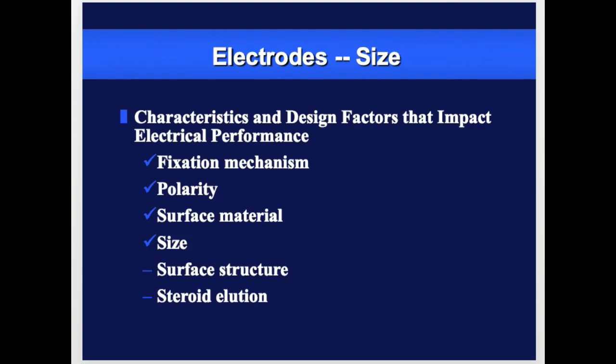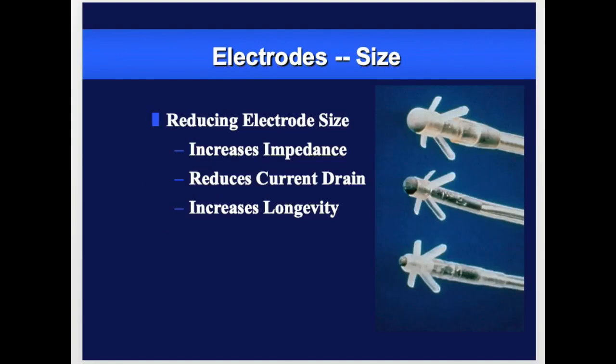Distal tip electrode size affects pacing and sensing performance. The next factor which impacts the electrode performance that we are going to see is the electrode size. Reducing the electrode size increases pacing impedance.